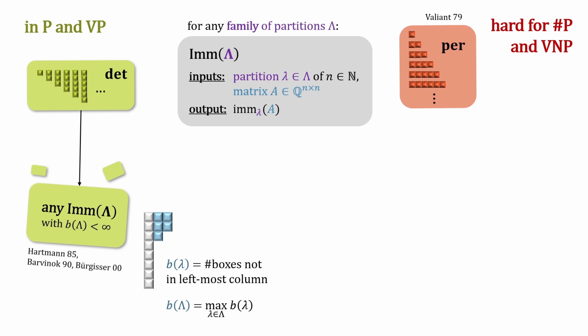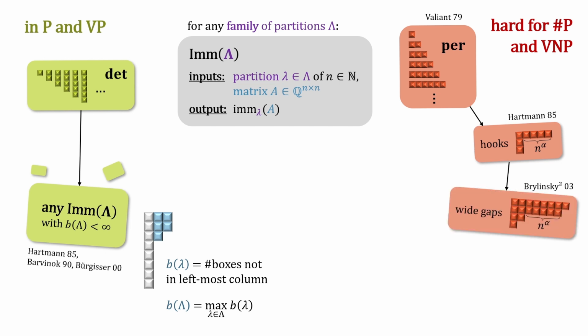On the hardness side, some results extend the hardness of permanent. For example, there are hook immanents. They are defined by partitions that have one large block followed by blocks of size 1. So their Young diagrams look like hooks. Now, if you have a family of hooks in which the width grows polynomially, then the resulting immanents are known to be sharp-P hard. This was generalized later to partitions with a polynomially wide gap. That is, somewhere in your partitions, the difference between two consecutive rows should be at least polynomial. And at this point, it seemed reasonable to conjecture that immanents are hard for wide partitions.